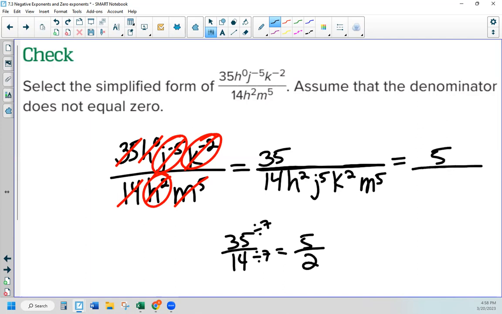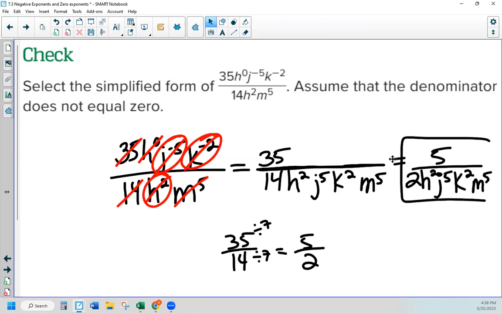Okay, so let's change that. My numerator becomes 5. My denominator numerical value is 2. So h to the 2nd, j to the 5th, k to the 2nd, and m to the 5th. I hope I wrote all of them right. If I made a mistake, just let me know. But yeah, careful.